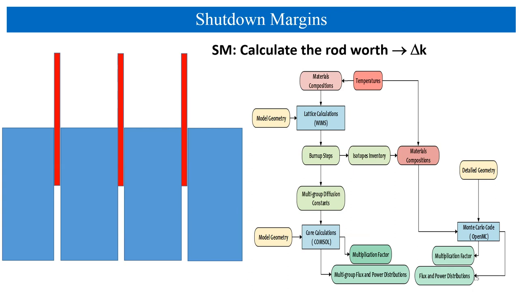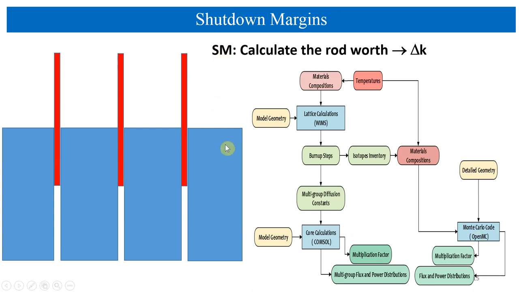First, I will talk about the shutdown margin. To calculate the shutdown margin easily using the first kind, which is lattice calculation, WIMS, or core calculations, or we can use WIMS with OpenMC, we have to calculate the criticality in two stages. First, what is shutdown margin?